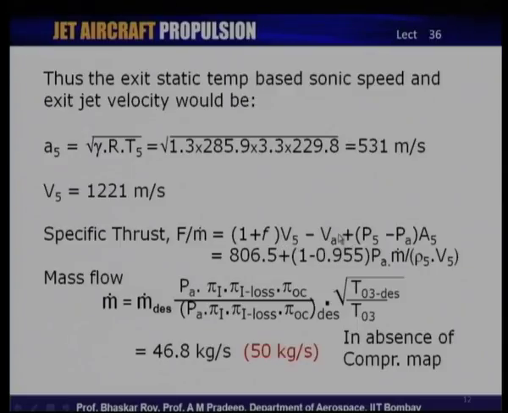V A, of course, is the flight velocity, and the pressure thrust is P 5 minus P A. As we now know, a certain amount of residual pressure exists at the exhaust face, and that would give us a little bit of pressure thrust. Now, the first part, that is the momentum thrust, comes out to be 806.5.